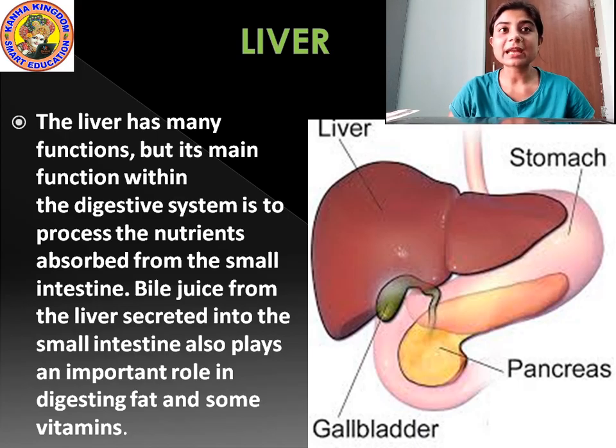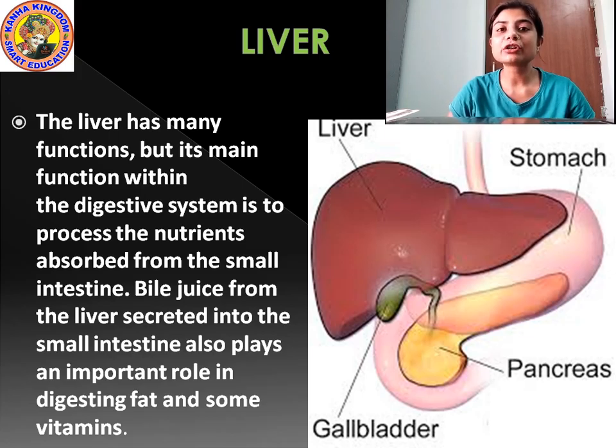The liver has many functions, but its main function in the digestive system is to process the nutrients absorbed from the small intestine. This liver has many functions in our body, but in the process of digestion, its main function is to process the nutrients absorbed from the small intestine.